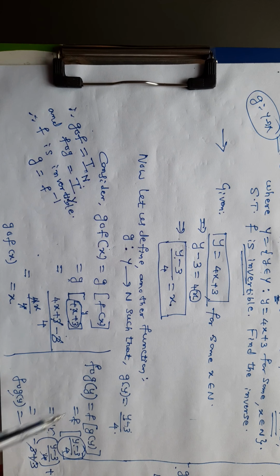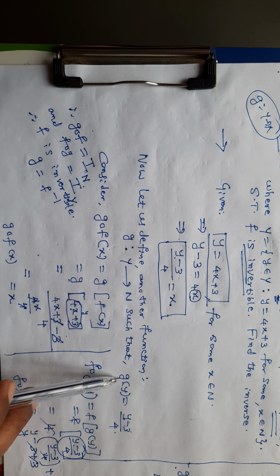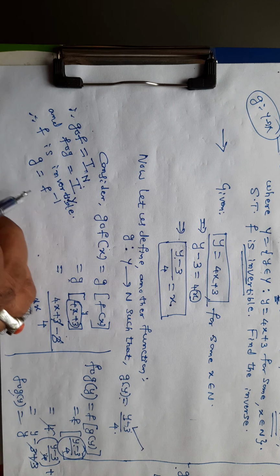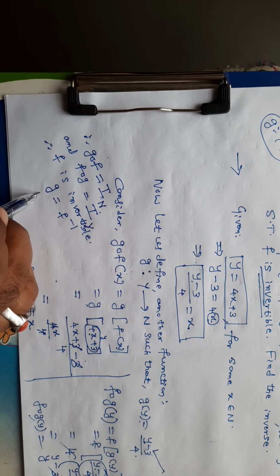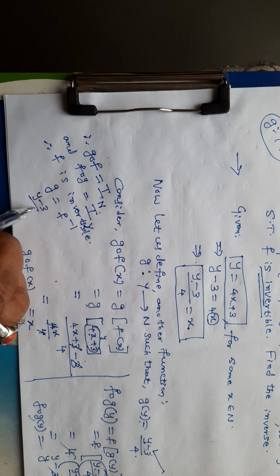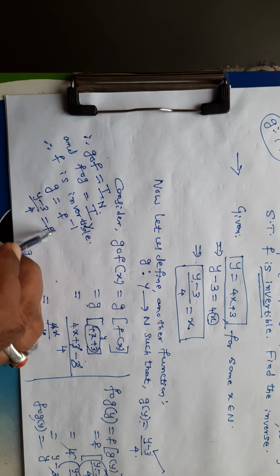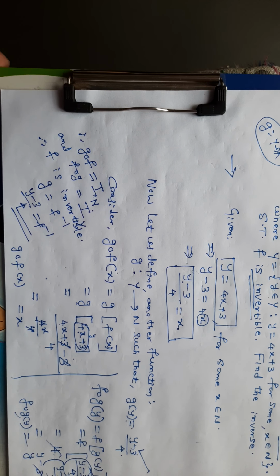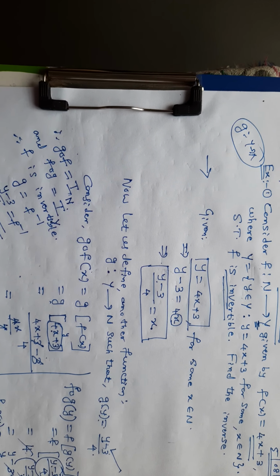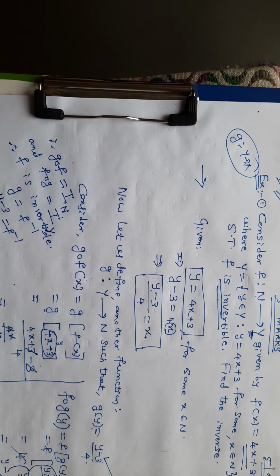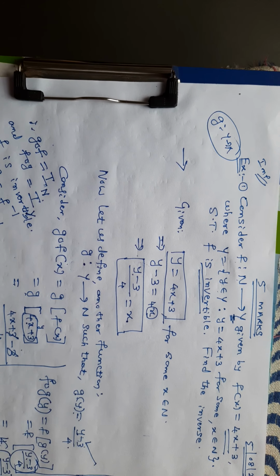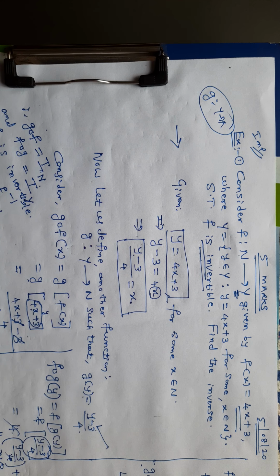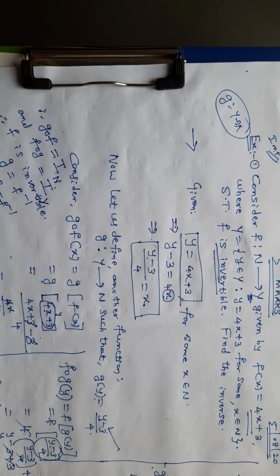So here we have defined the function, g of y is equal to y minus 3 divided by 4. This itself is the inverse. So I can write here y minus 3 divided by 4 is equal to f inverse. So this is the inverse of f. So this is a 5 marks problem. So you can go through the video slowly and write down the problem separately in the notebook.